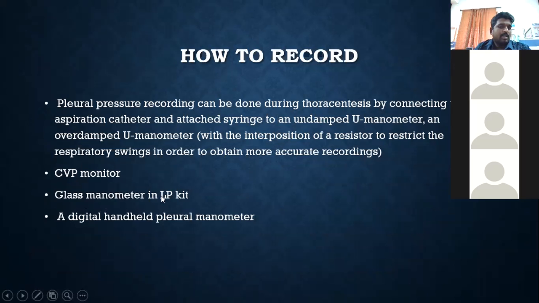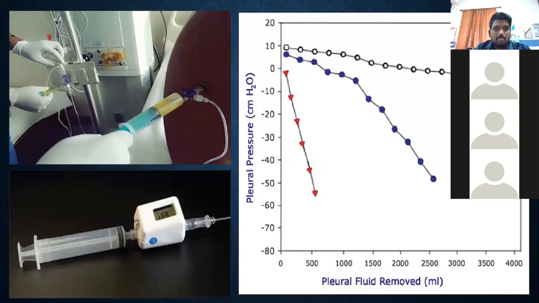You can use a glass manometer that is used in an LP kit. And a digital handheld pleural manometer. It's a commercially available pleural manometer. I'll show you, it looks like an SpO2 probe. So you see how they are measuring by connecting to the CVP line. And here this is very simple.